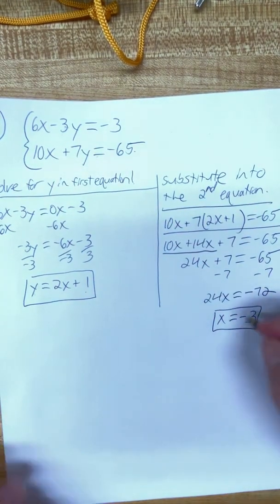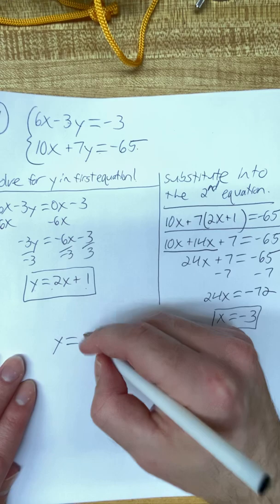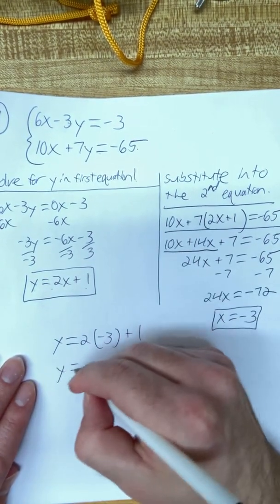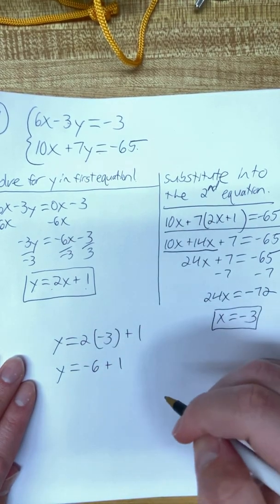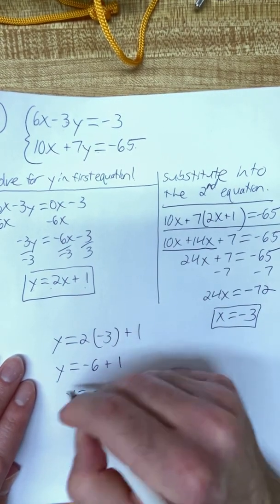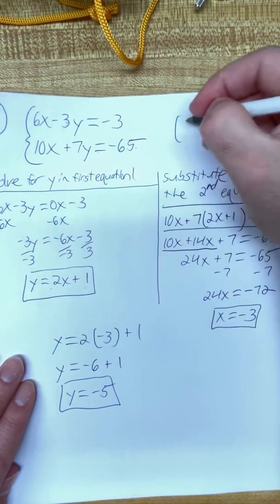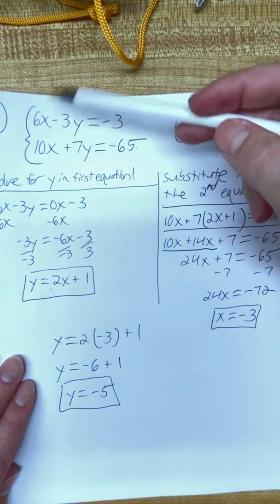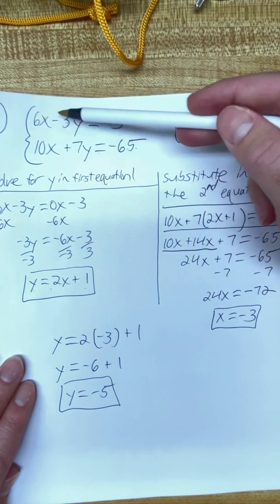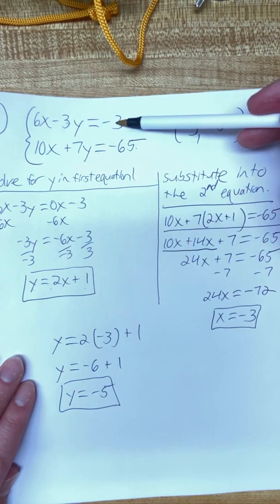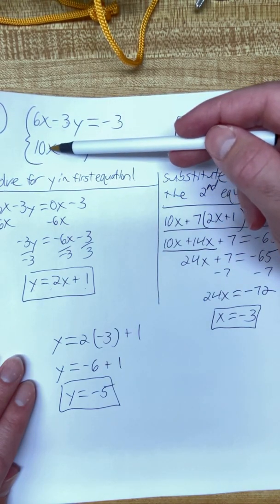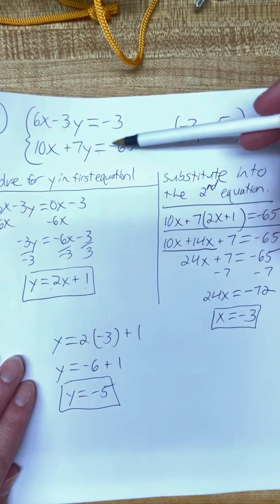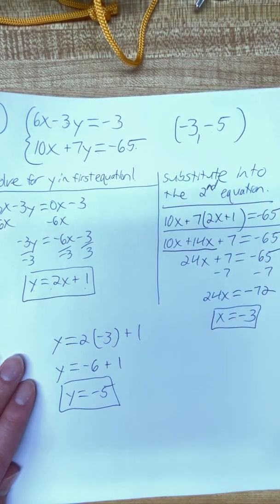So once I have x equals -3, just got to get y. Y equals 2x plus 1, so 2 times -3 plus 1. So y equals -6 plus 1. So y equals -5. So final answer, -3, -5. If I put those back in here, I would get -18 plus 15 is -3, so that's good. Down here, I'd have -30 minus 35. So -30 minus 35 would be -65, so we're good to go there.